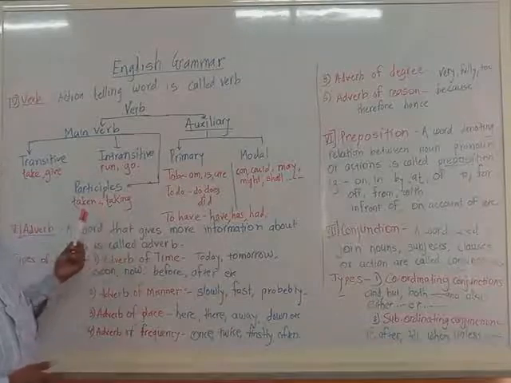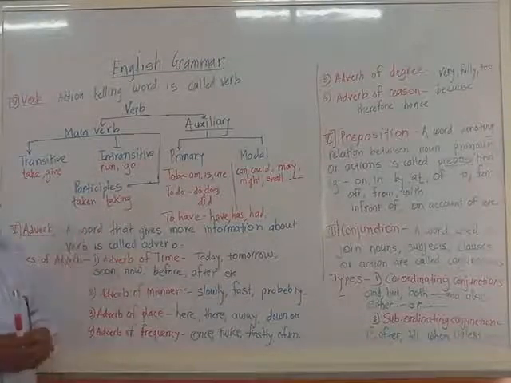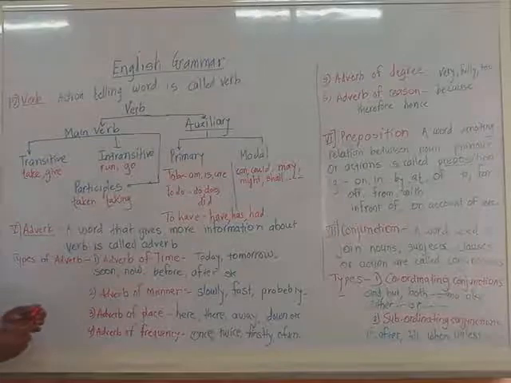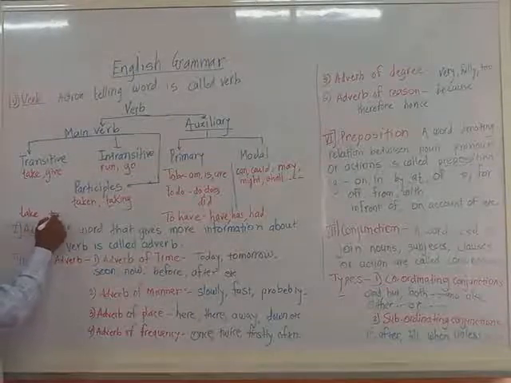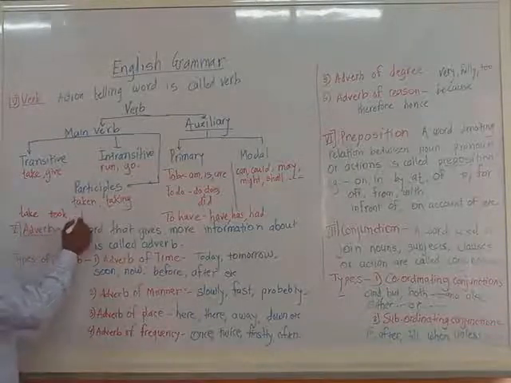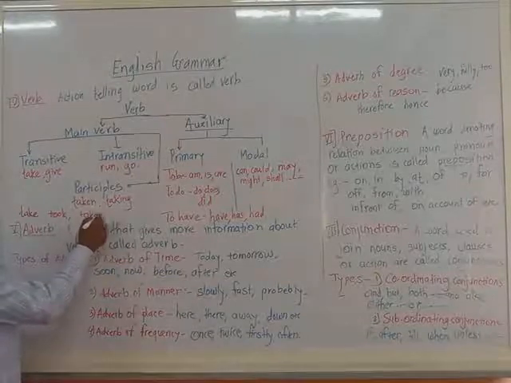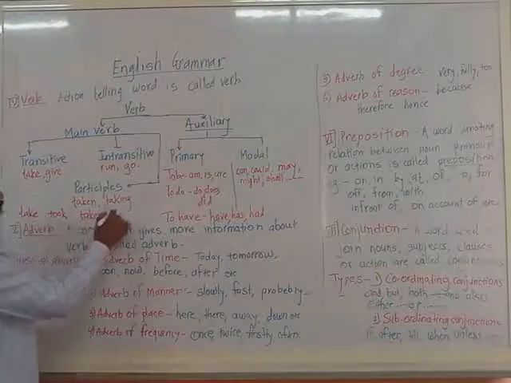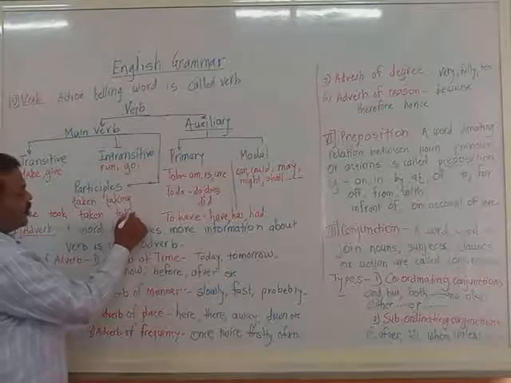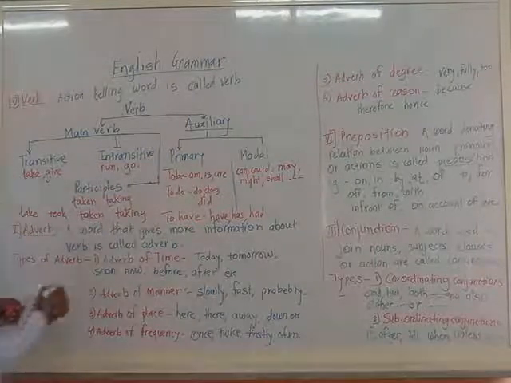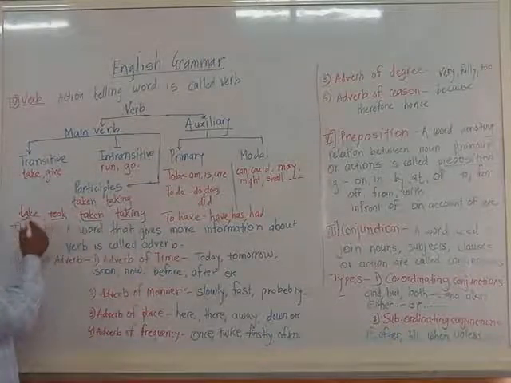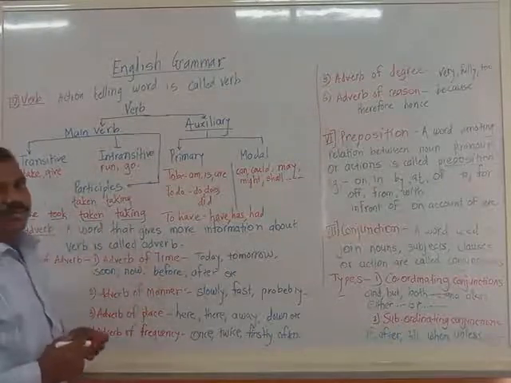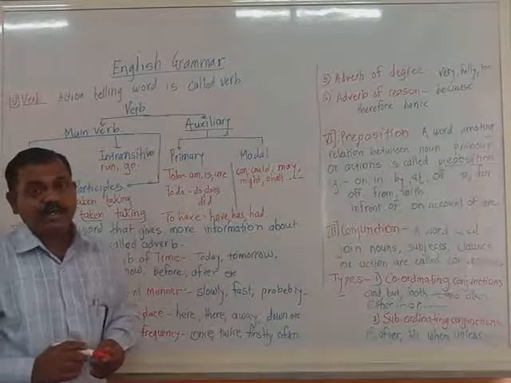So remember right now, in the case of the main verb, every verb has 5 forms. I shall tell you here with the example. Take, present tense. Took, past tense. Taken, past participle. Taking, present participle. So 1, 2, 3, 4. Again, if we add to, then this is the infinitive word. To take is the infinitive.